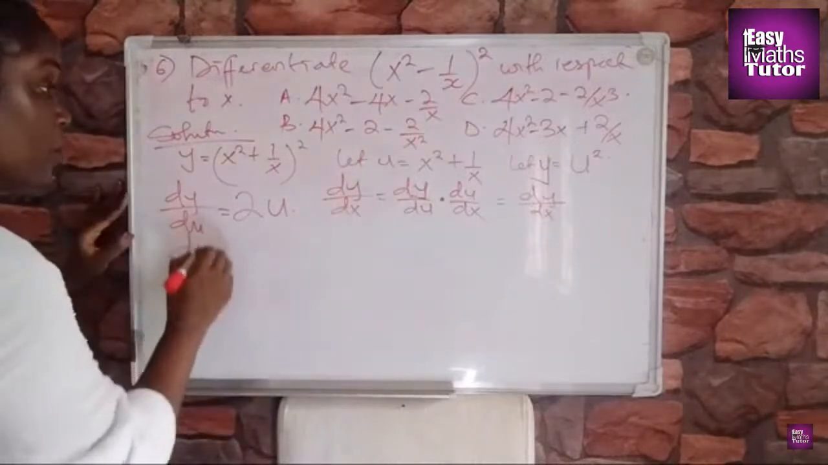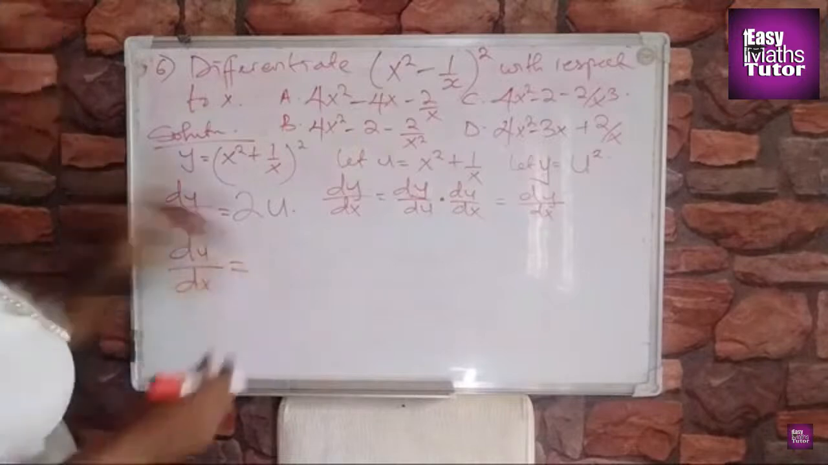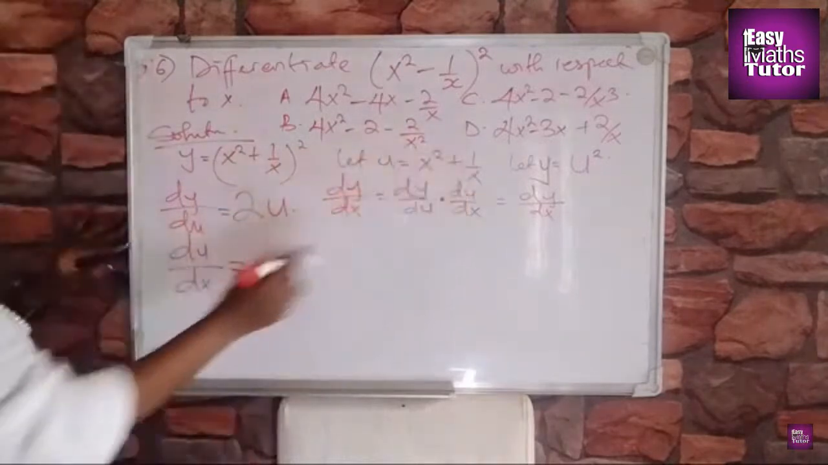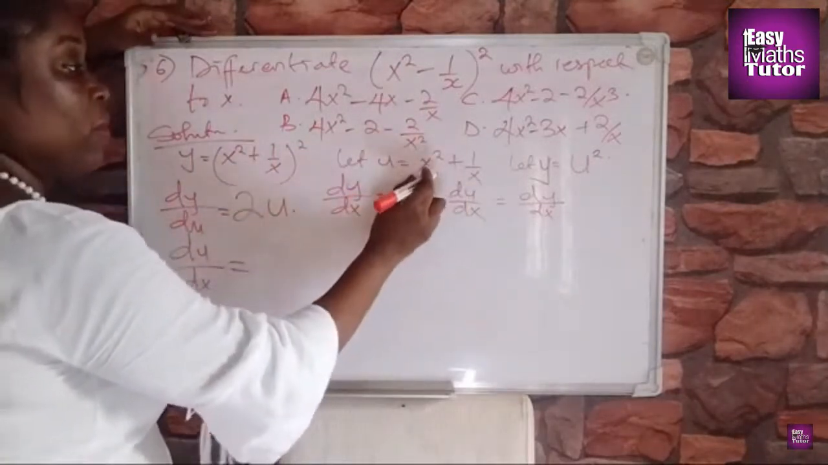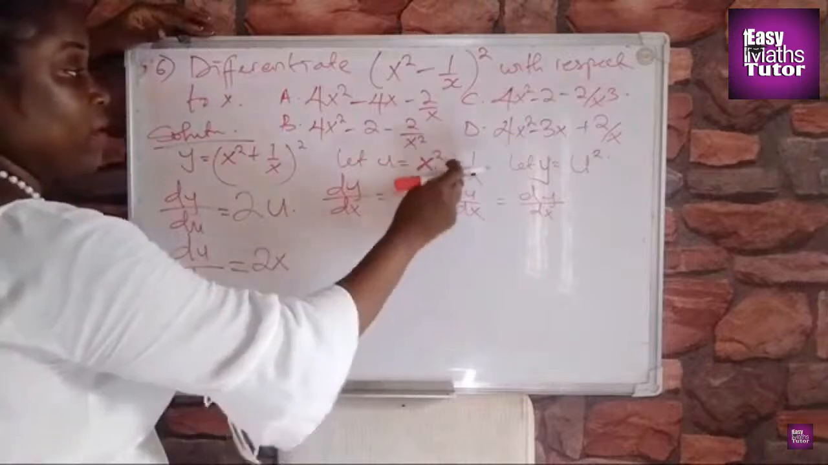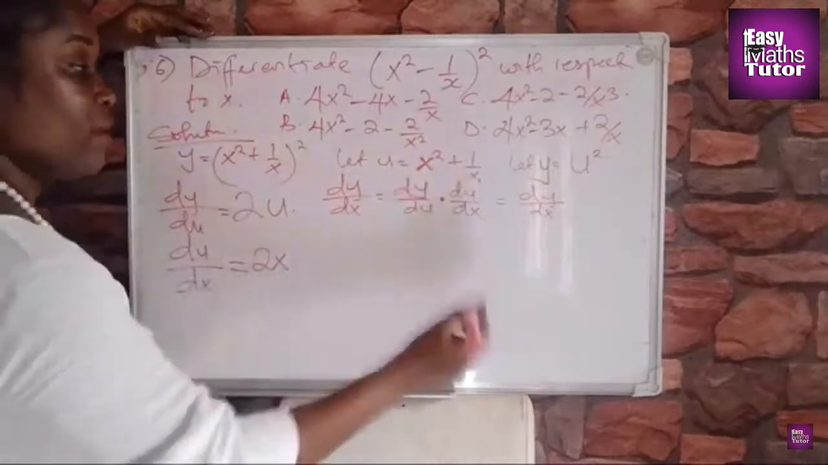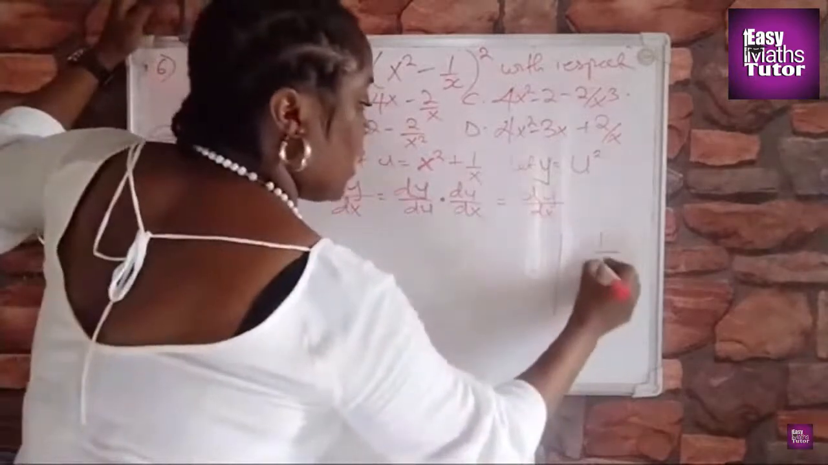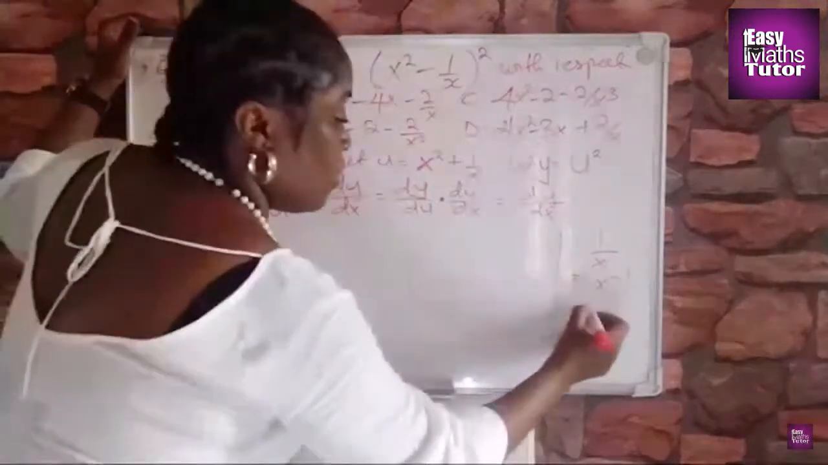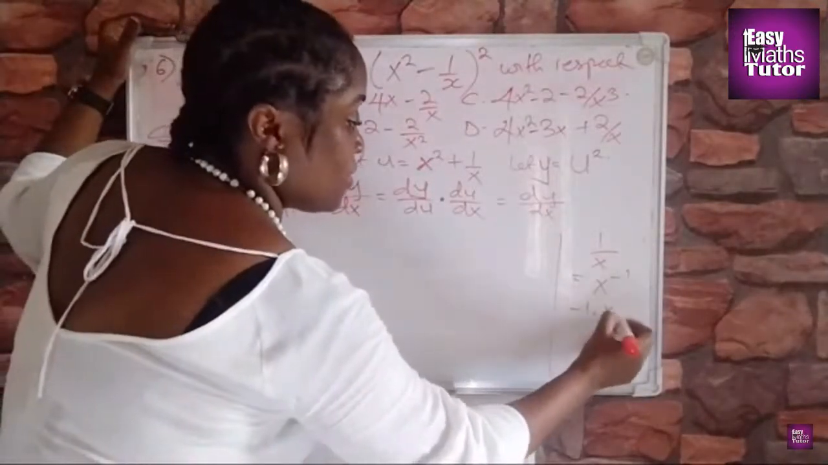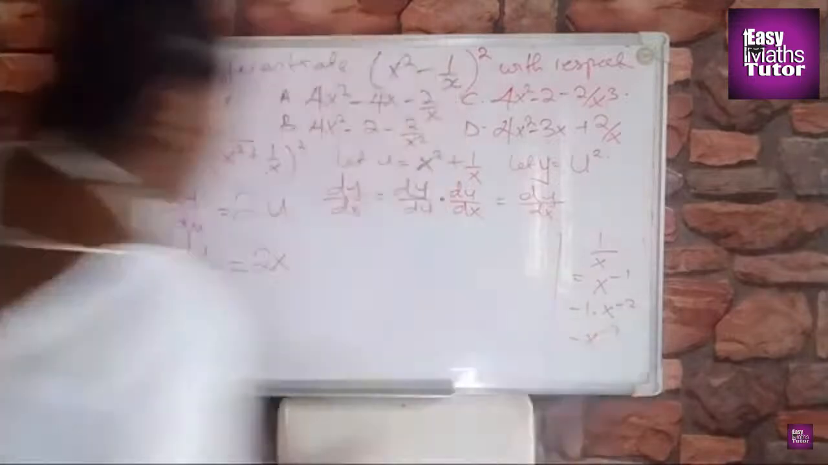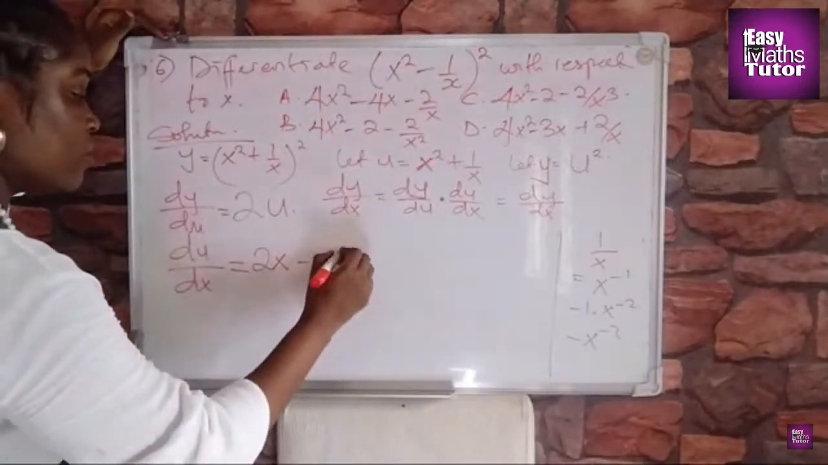So let's find du/dx. That's this function with respect to x. First of all, we know that the differential for x squared is 2x. Then the differential for 1 over x: we know 1 over x is x raised to the power minus 1. So if you differentiate it, you have minus 1 times x raised to the power minus 2. So the answer will be minus x to the power minus 2.